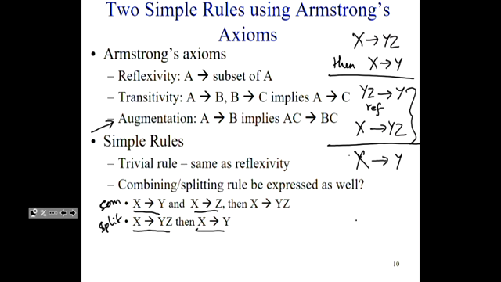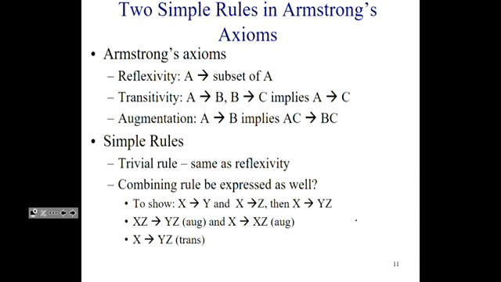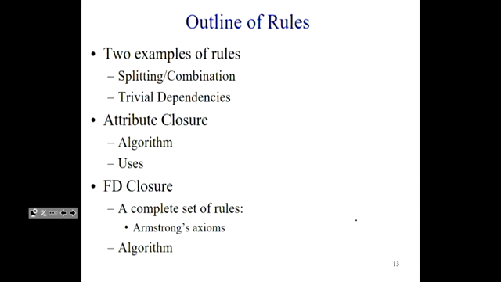Any issues with this, or is it fine? All good? Okay. Cool. So this was a set of concepts regarding functional dependencies, functional dependency closures, and attribute closures.